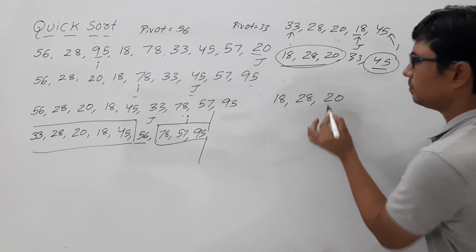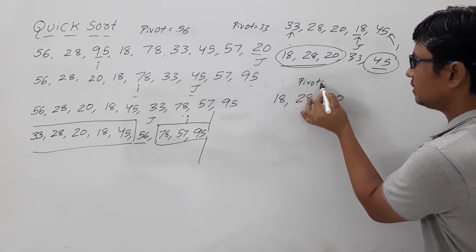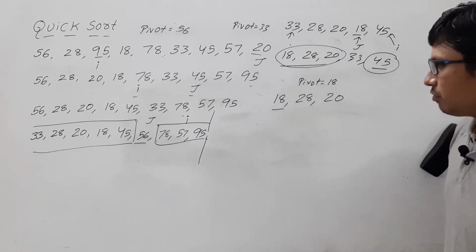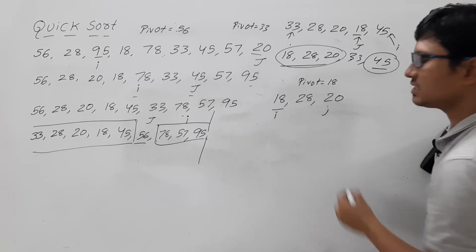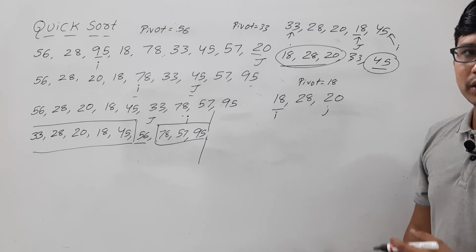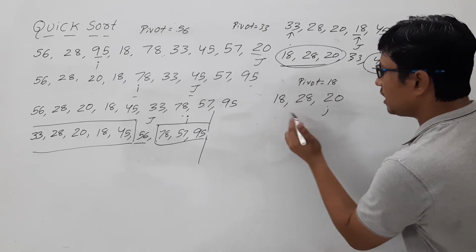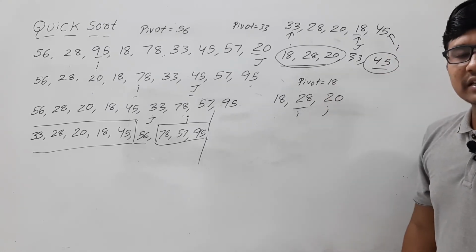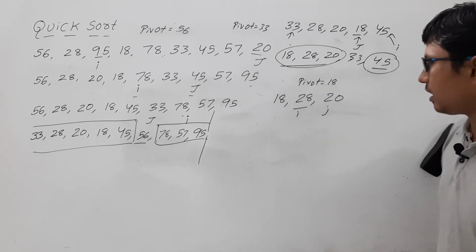28, 20. Now I will select 18 as the pivot element. Is it clear? Are you able to understand? Okay, recursively we need to perform the quicksort. Okay, now I is here and j is here. Okay, now 18 is less than or equal to 18. The condition is satisfied because 18 is equal to 18. So I value I need to increment. Okay, 28 is greater than 18. So the condition is not satisfied. I will stop incrementing the I value.